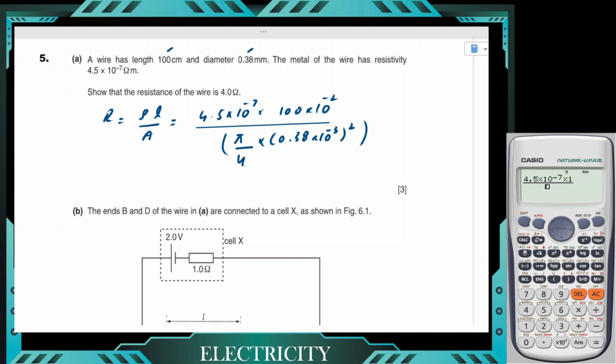But in the denominator, we have pi by 4 times 0.38 into 10 raised to the power minus 3. Bracket closed, and then square of it, and the other bracket also closed. So what do we get? We get 3.967. As you can see on your screen, we get 3.967, which is also known as 4.0 ohms.